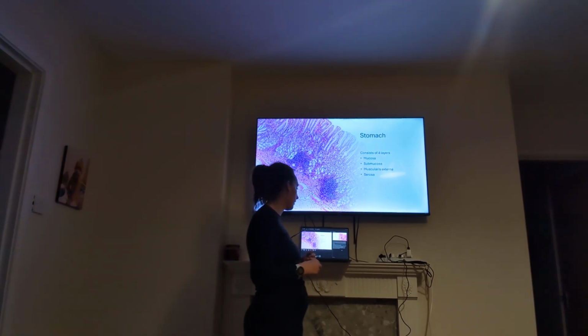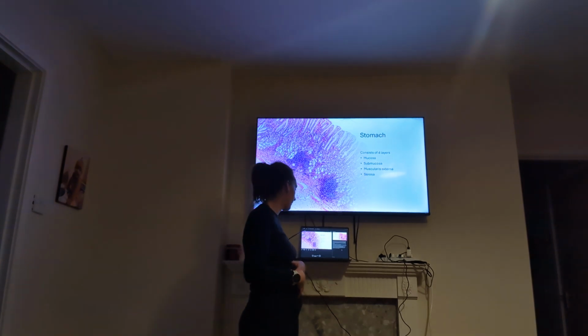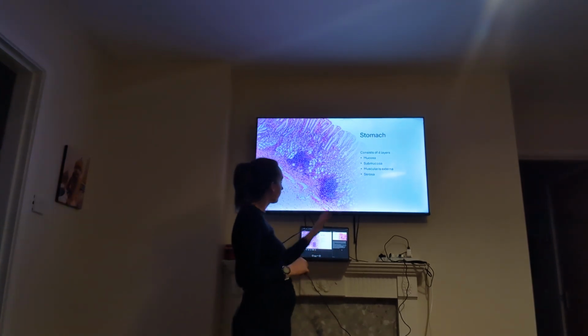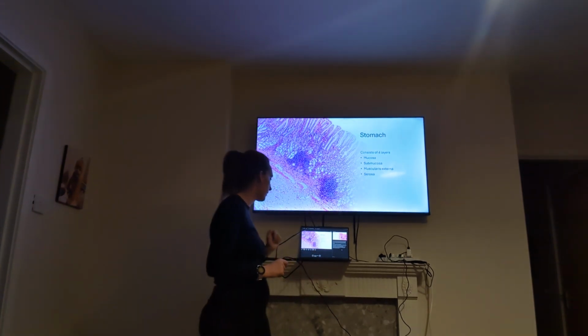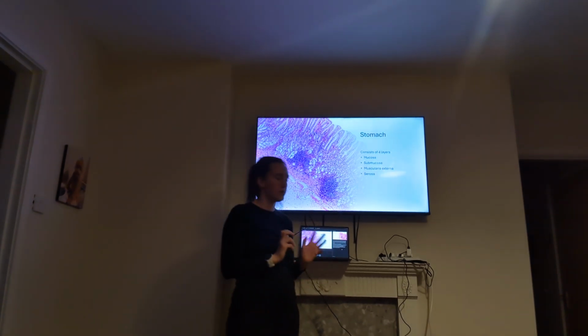These all contract in different directions to help the churning and the digestion of the food. And then the serosa is the outside lining of the stomach. This acts as protection of the stomach while it's being moved around the body.